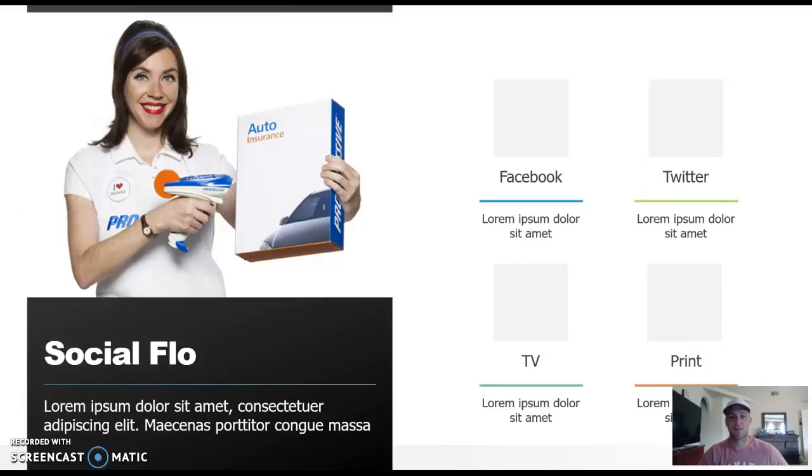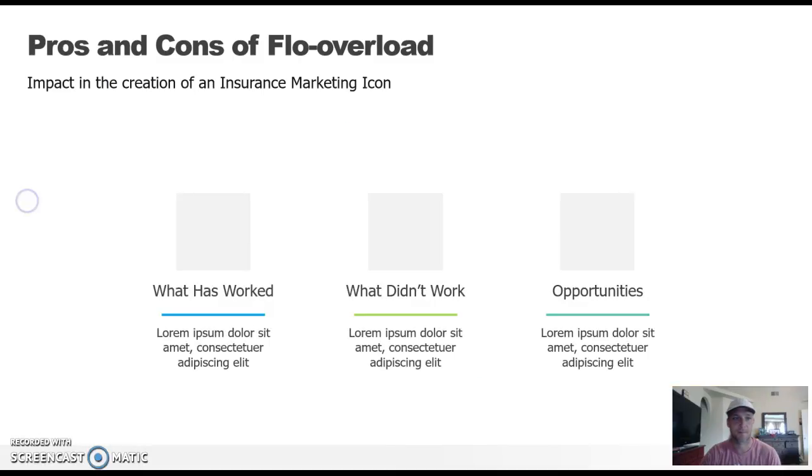And then talk about Flo's presence on social media and Facebook, Twitter, on TV campaigns, and in print. The pros and cons of Flo. There has been some overload, but we'll talk about what has worked, what hasn't worked, and how they've had to change their platform going forward with her, and then some opportunities that they could have done better.